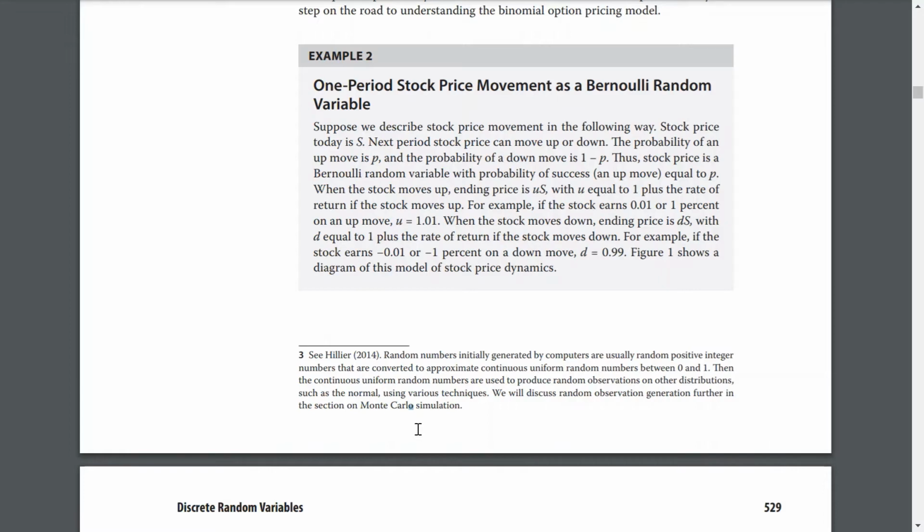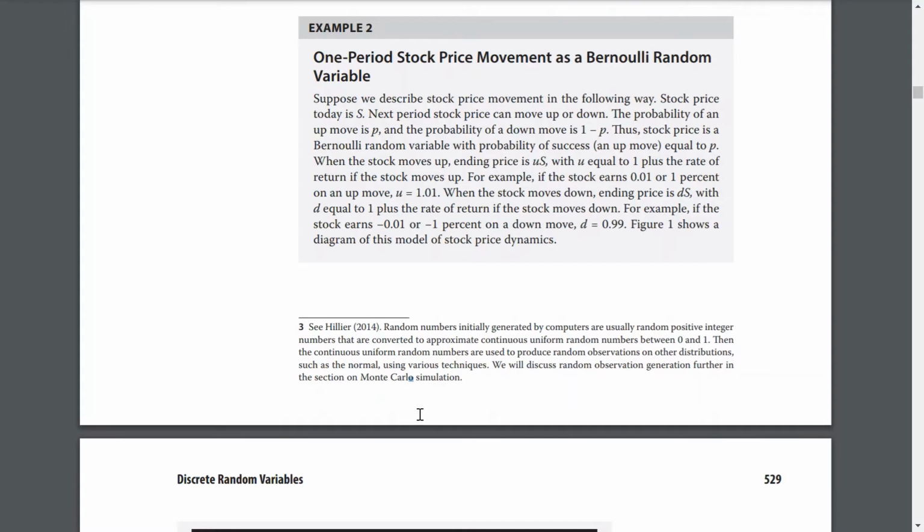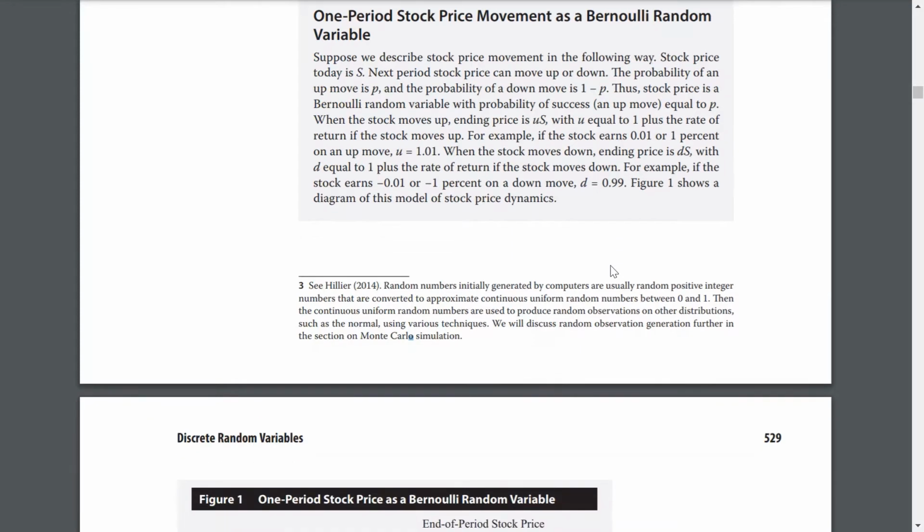The stock price is a Bernoulli random variable with the probability of success, an up move, equal to p. When the stock moves up, the ending price is US, with U equal to 1 plus the rate of return on the stock if the stock moves up. For example, if the stock earns 0.01, or 1%, on an up move, U equals 1.01. When the stock moves down, the ending price is DS, with D equal to 1 plus the rate of return if the stock moves down. For example, if the stock earns negative 0.01, or negative 1%, on a down move, D equals 0.99. Figure 1 shows a diagram of the stock dynamics.